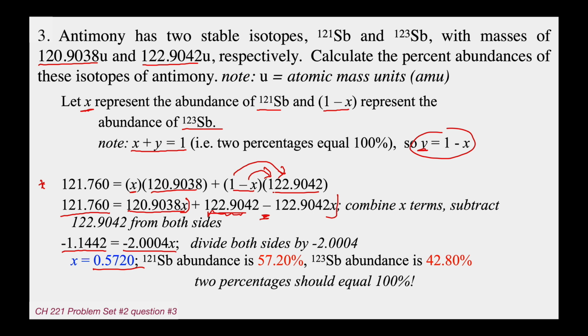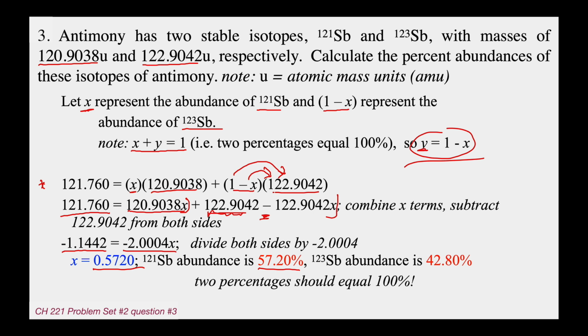0.5720 is the abundance that pops up. And that number, if you multiply by 100%, means that antimony 121 is 57.20%. And that's kind of cool. On the other hand, for the antimony 123, you go 1 minus 0.5720. That's what we did up here. And that's going to give you 0.4280. That translates to 42.80%. That's the percentage of antimony 123.